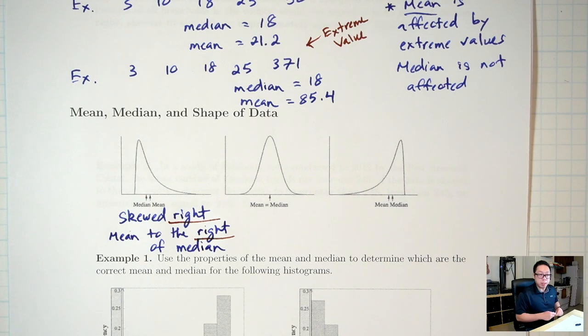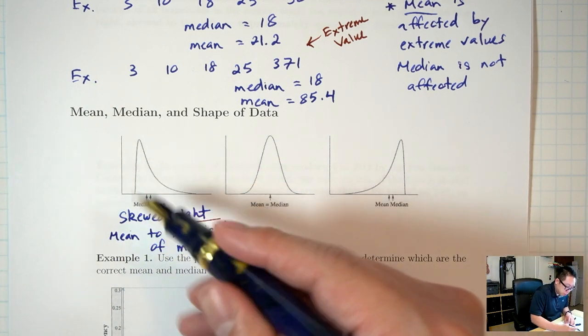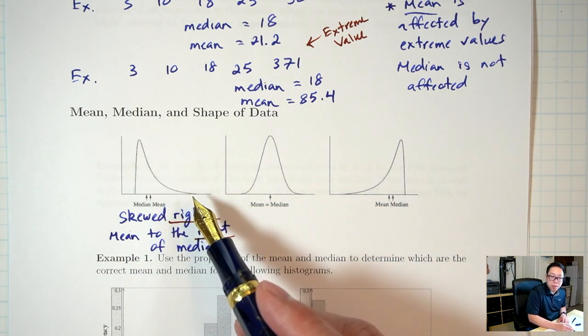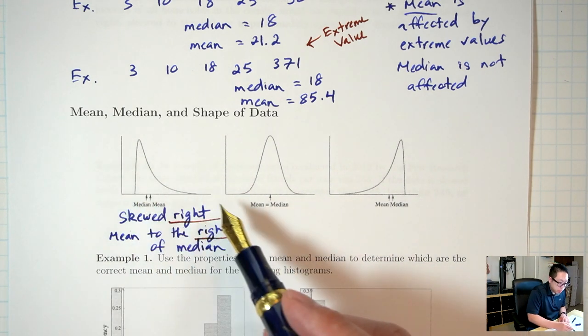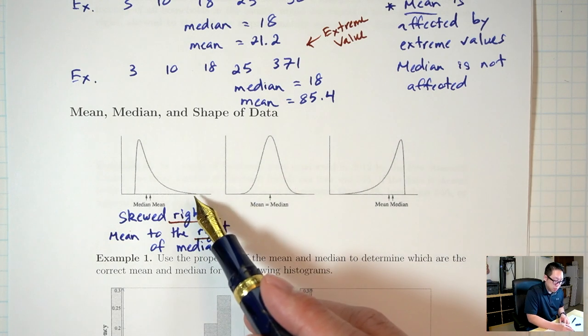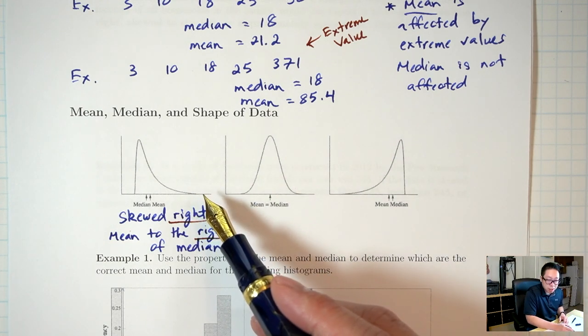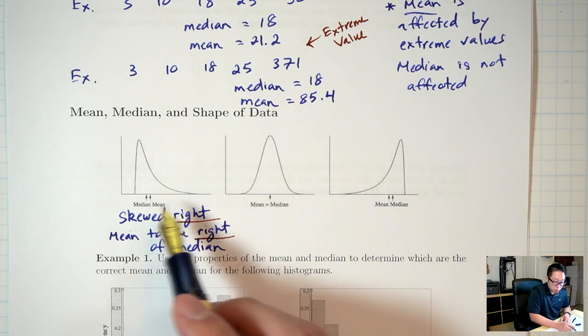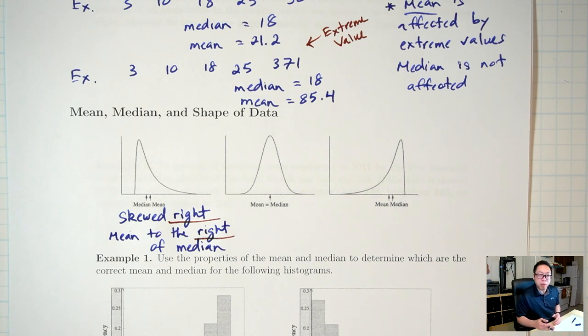Okay, and the reason for that is the peak, most of your data is on the low side, and then you have a few data values on the high side. So these few data values are the extreme values. So if you have extreme values on the high side, it's going to affect the mean by pulling it upward. So you pull it upward, upward means to the right, then your mean is going to be to the right of your median.